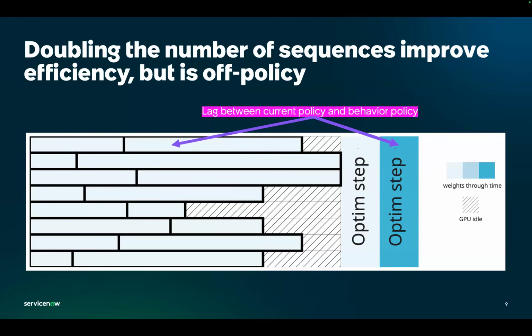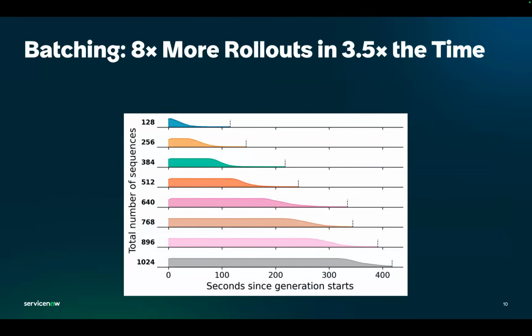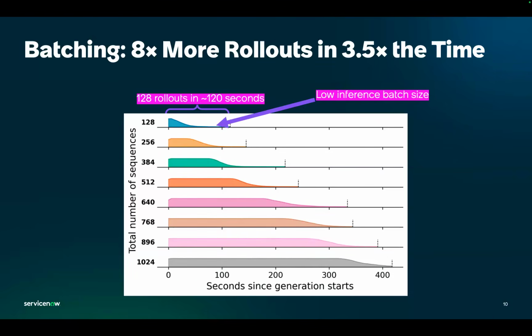Okay. And indeed, when we increase the number of rollouts we process, we can get them much faster. So this was also done on a single H100 with Qwen 7B. We can get 128 rollouts in roughly 120 seconds, right? But you can see there's a very low inference batch size when the shorter sequences are being completed. But if you do 1,024 rollouts, you can do it in 420 seconds. So 8 times the number of rollouts and 3.5 times the time.